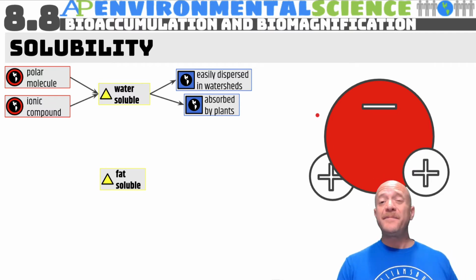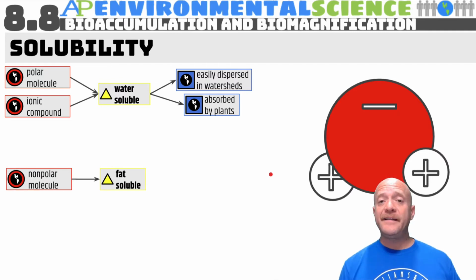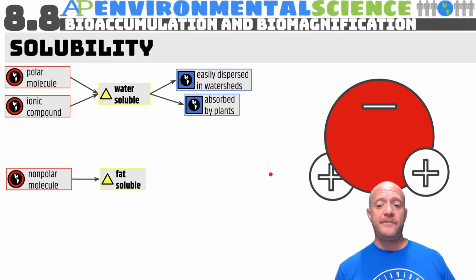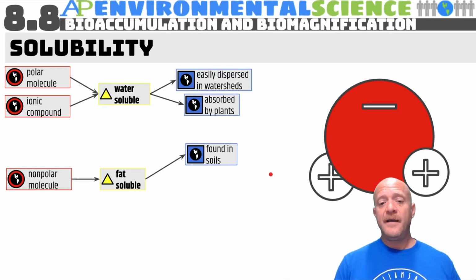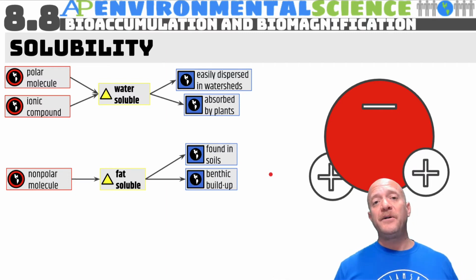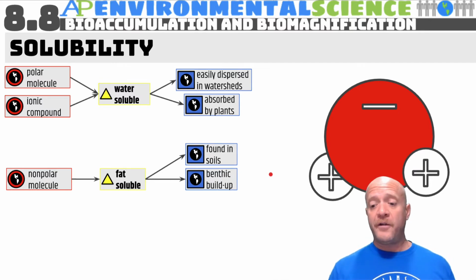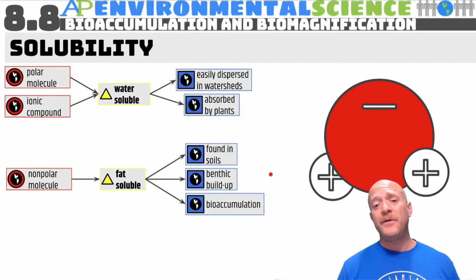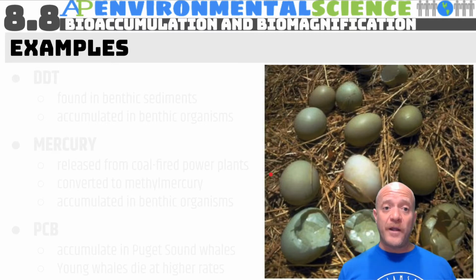When something is fat soluble, it is typically a non-polar molecule, which means that it can be found in soils. It will also build up in benthic areas because it does not easily mix with or dissolve in the water. And it can bioaccumulate. It bioaccumulates in the fatty tissues of an organism.